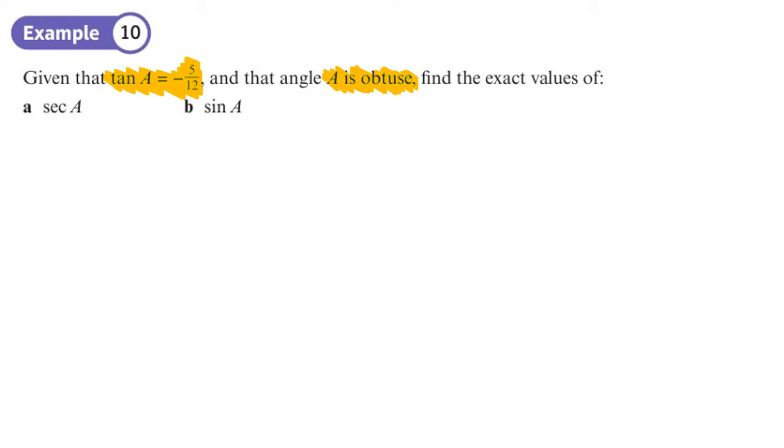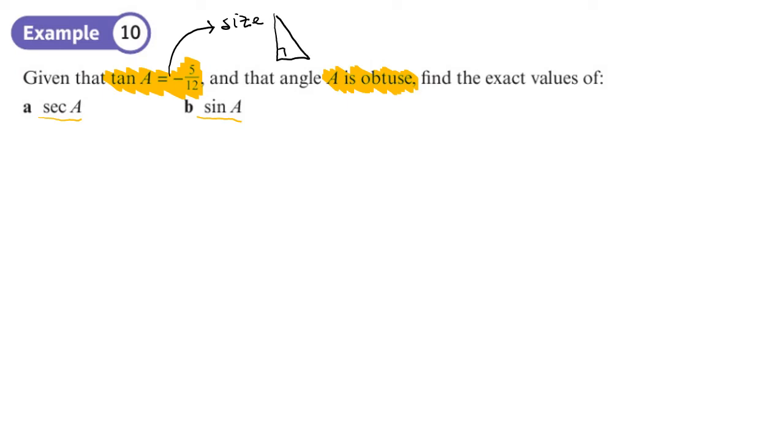Now if we want to find our answer, not only do we need to find the size of sec A and sine A, we also need to find the sign. Is the answer positive or negative? The way we're going to do that is we're going to use this here to work out the size of the answer, and to do that we're going to use Pythagoras.